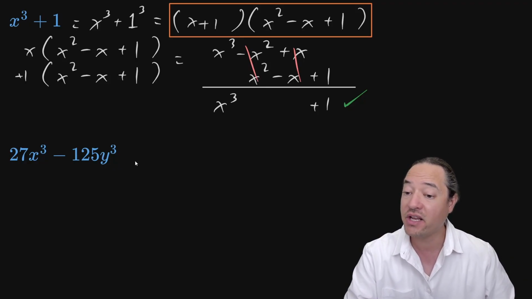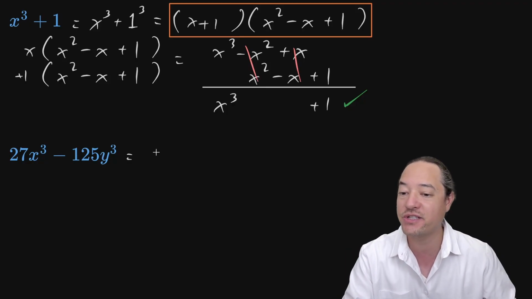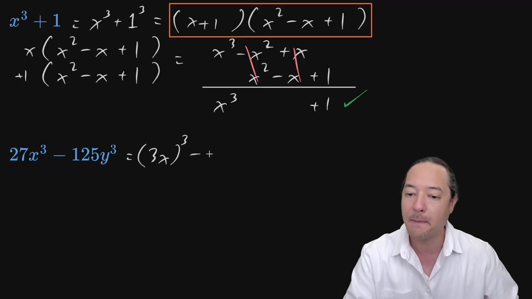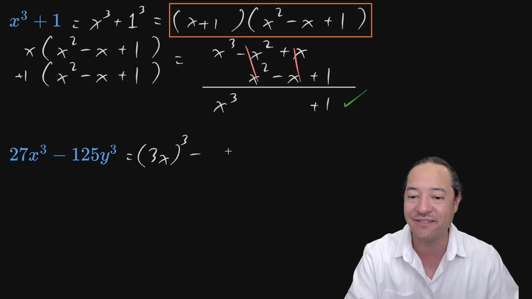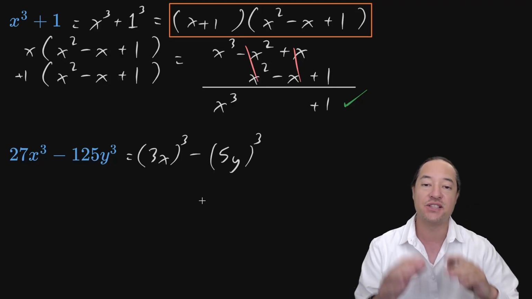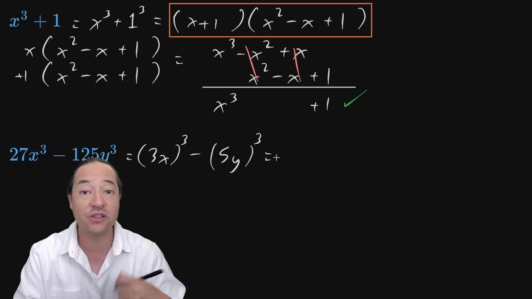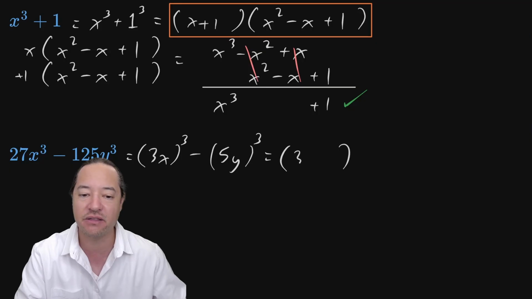We want to, again, think of this as some kind of difference of two cubes here. Okay, so what is this going to be? This will be a 3x quantity cubed minus, well, the cube root of 125 is going to be a 5, right? So that'll be a 5y quantity cubed. And so here we have sort of our a and our b, and we know that this should follow some kind of factor where you get a minus b here, so that'll be a 3x minus a 5y.